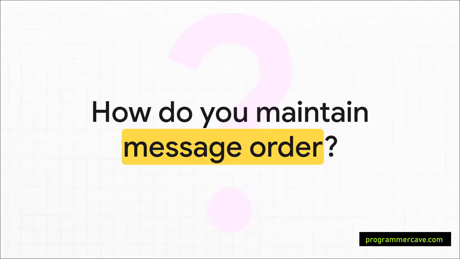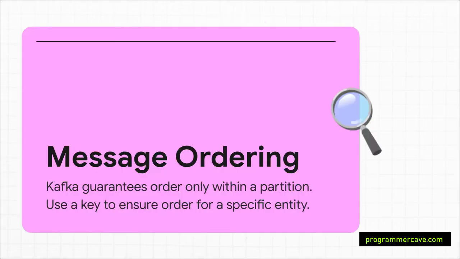All right, next challenge, message ordering. This one trips up so many people. Imagine a user signs up, then they update their profile, then they delete their account. You absolutely have to process those events in that exact order, right? A lot of people just assume Kafka takes care of this globally, but that's a really common and dangerous misunderstanding. Here is the golden rule you have to remember. Kafka only, and I mean only, guarantees message order within a single partition.